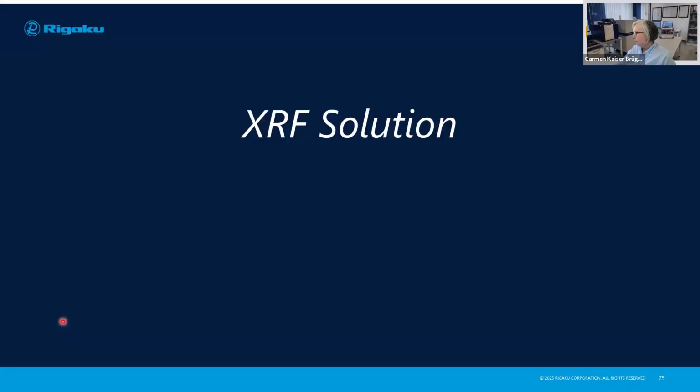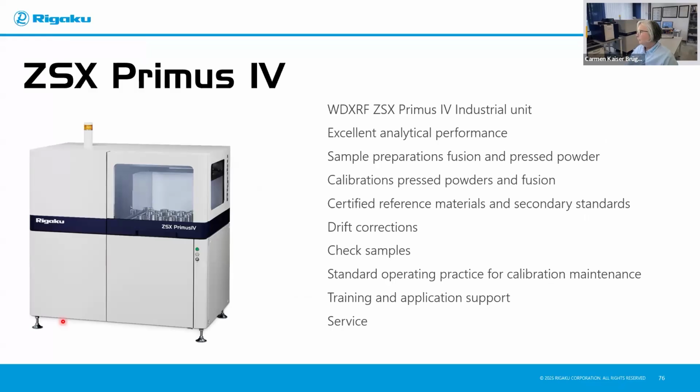Our solution, the Primus IV, is very favorable, especially for pressed powder samples, because we have this industrial unit with an X-ray tube above the sample. Having the X-ray tube above the sample ensures a long-term stable intensity, because we don't have any problems with falling dust or contamination or any reduction of intensity.